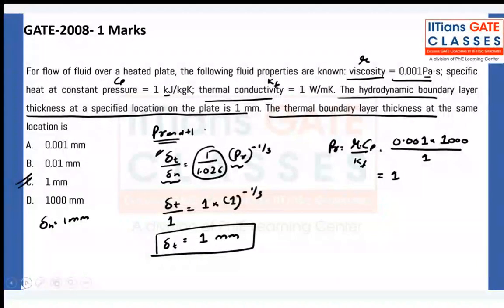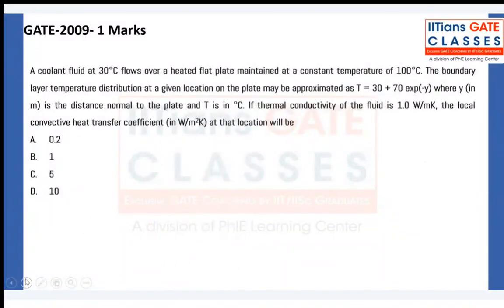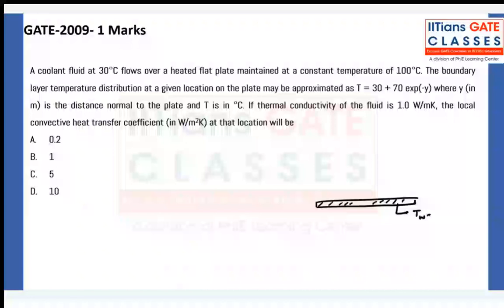A coolant fluid at 30 degrees Celsius flows over a heated plate maintained at, what do we have? We have a heated plate. This heated plate is maintained at T wall, let's say 100 degrees Celsius, and a coolant fluid is flowing over it. So T infinity is equal to 30 degrees Celsius. Boundary layer temperature distribution at a given location on the plate may be approximated as this.